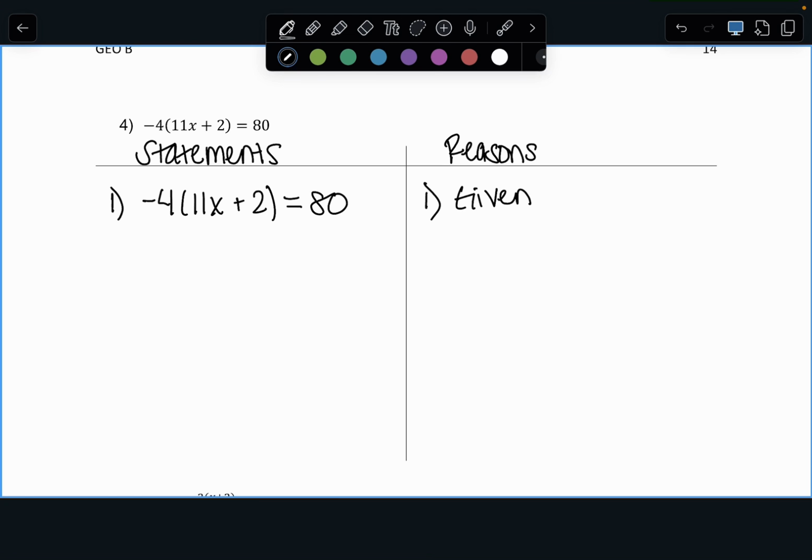Next step, what should I do on the left-hand side? Yeah, I'm going to distribute that -4. That's probably what most of you would choose. You could also divide by -4, and I'm going to show you that way as well. So we're going to do 2 different proofs for this, because I'm going to show you there's more than one way you could do it. So if we distribute, we would get -44x minus 8 is equal to 80. That would be using the distributive property.